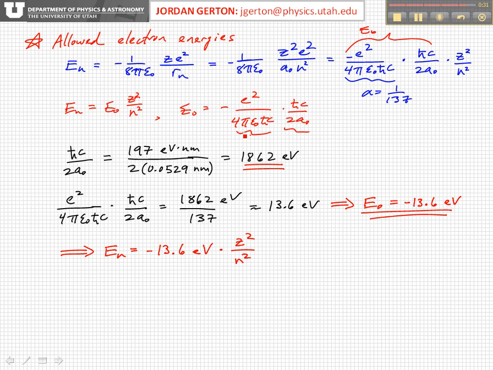This term here is the fine structure constant. We already wrote it down. It's 1 over 137. So when you multiply them together, 1862 divided by 137 is equal to 13.6 eV. So E naught is equal to minus 13.6 eV, and so the quantized value of the total energies of the electron is equal to minus 13.6 eV times Z squared divided by n squared.